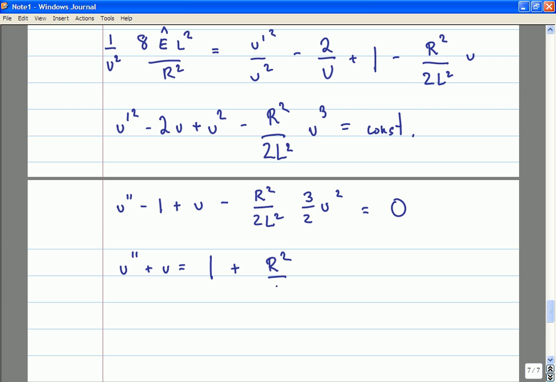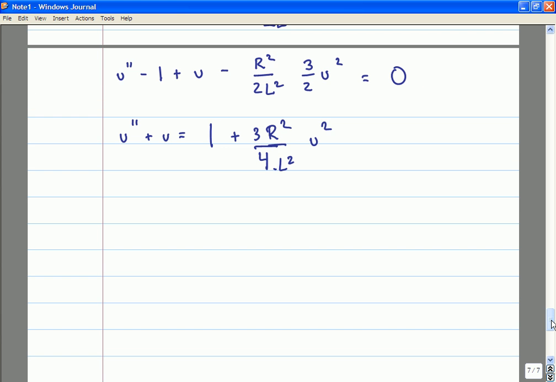Let's collect all the terms there. Plus 3r squared over 4l squared times u squared. So let's stare at this equation for a few minutes. What is the left-hand side of this equation? The left-hand side is the equation of motion of a simple harmonic oscillator. All of physics is that subset of human experience which can be reduced to harmonic oscillators. The left-hand side has been reduced to physics, namely a harmonic oscillator.